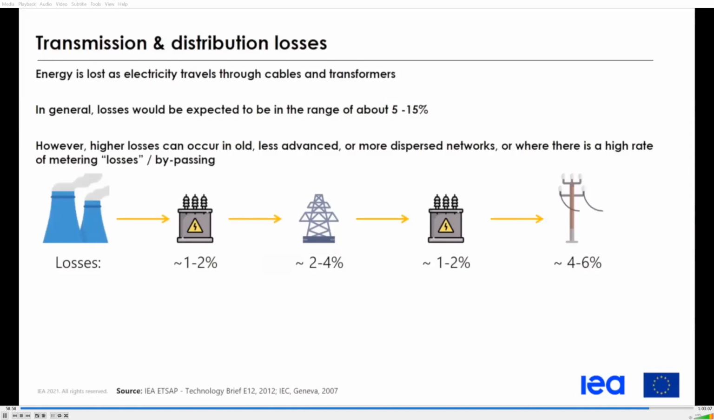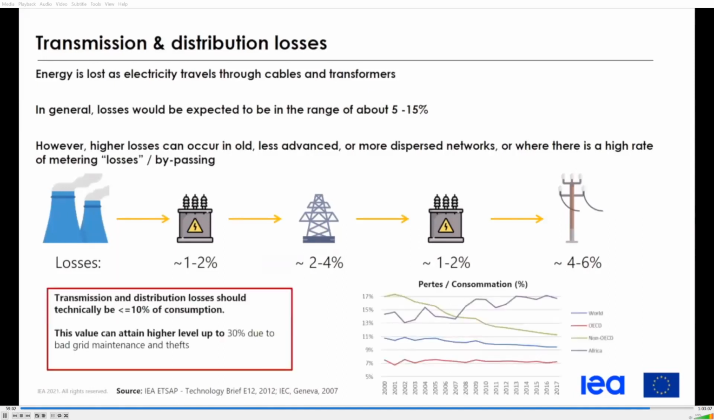In general, losses can be expected to be in the range of about 5 to 15%, with losses on the lower end of the scale observed in more advanced, compact, and well-maintained grids, and higher losses observed in older or more distributed grids, and where there is a high rate of meter bypassing, in other words, theft of electricity.